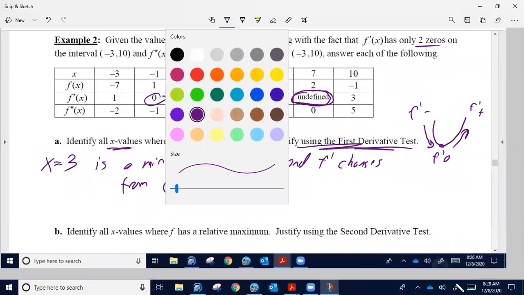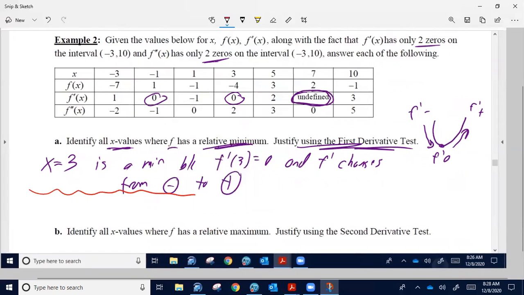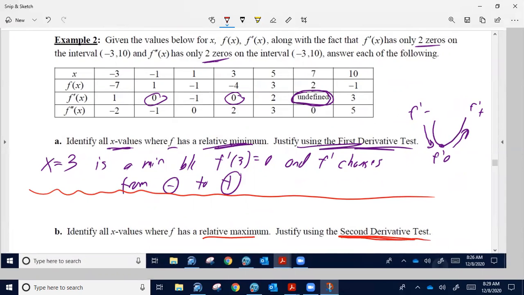Part B here, I'm going to kind of do it above. Identify all x values where you have a relative max, use the second derivative test. So maxes and mins, again, happen at a critical number when derivative is 0 or undefined. Second derivative test means if I have a max, it's going to look kind of like this picture. That's going to be a concave down. So a negative second derivative, f double prime negative.